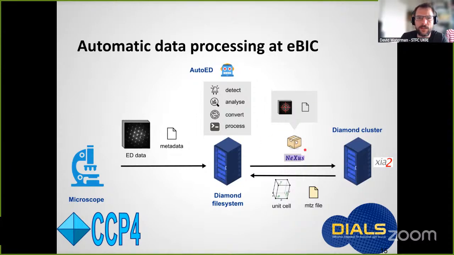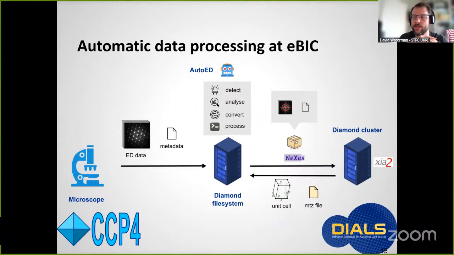And once this data is ready in Nexus format, AutoED will run the auto processing using XIA2. And that's also a standard package which is developed at Diamond Light Source and has been used for decades to process MX data. This is all done on the Diamond cluster for high throughput processing and returns to AutoED, which will produce a results page with a nice way of summarizing the various data sets that were processed.